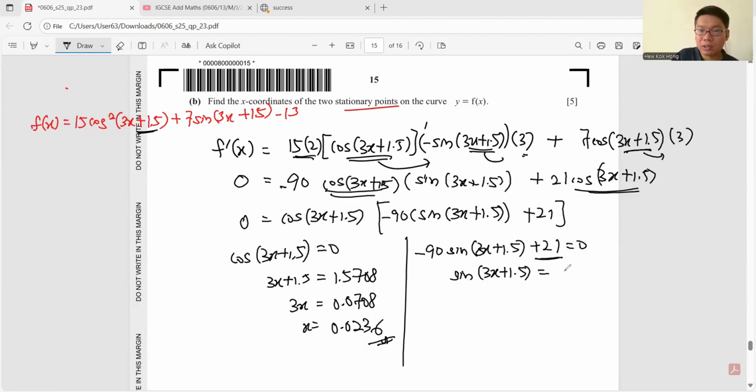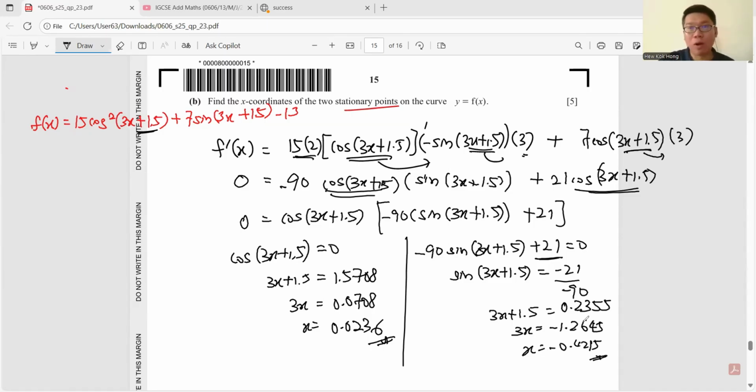I show here, and then here become dy. And shift sine of this, you get 0.2355. Negative 0.4215. So both answers are accepted. That's all for the 5 marks.